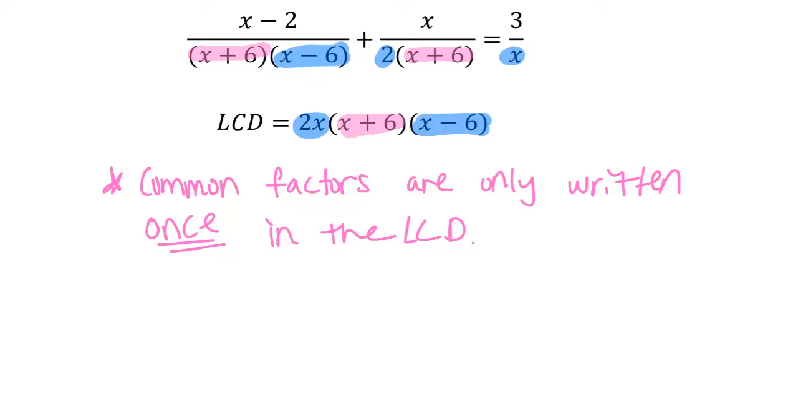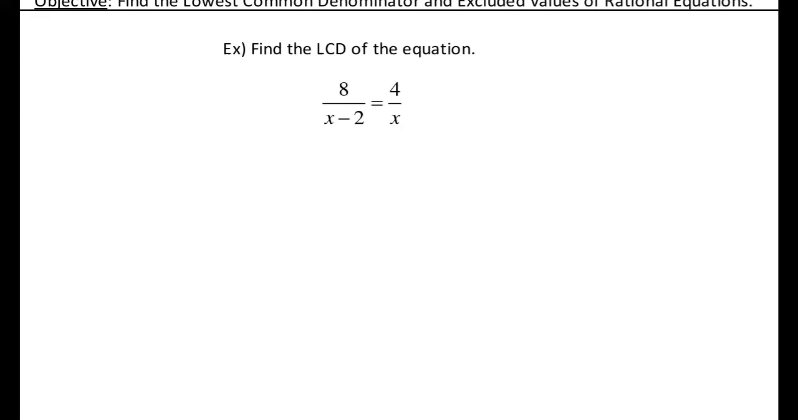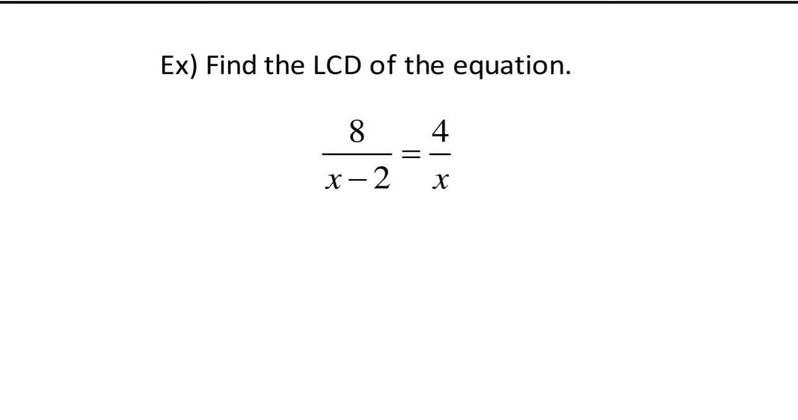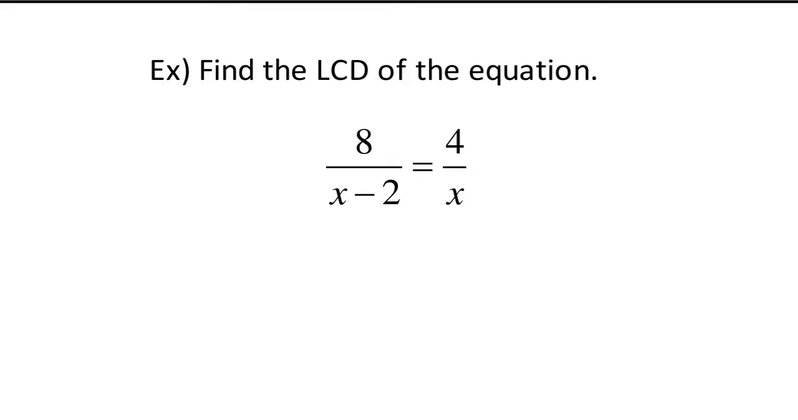All right, so let's look at our first example. Actually, I think it's already there for you. You don't have to copy anything down. But the directions say to find the LCD of the equation. And so for the LCD, we're looking only at the denominators. For today, I'm not really going to care about the numerators right now. I'm kind of just going to ignore them, okay? This 8 and the 4, I don't really need them right now. I just need to look at the denominators. So first, I need to try to factor the denominators.